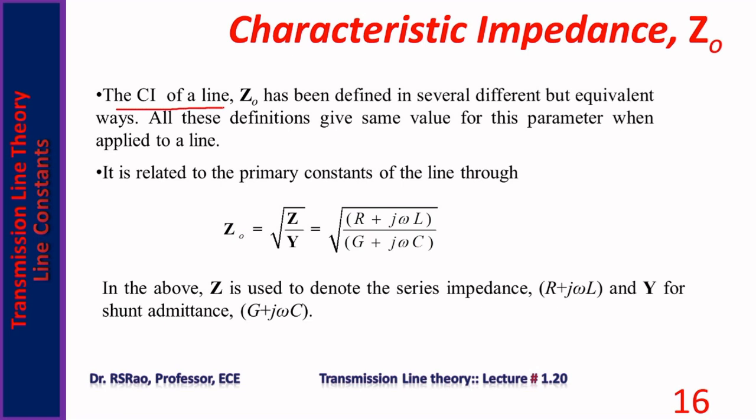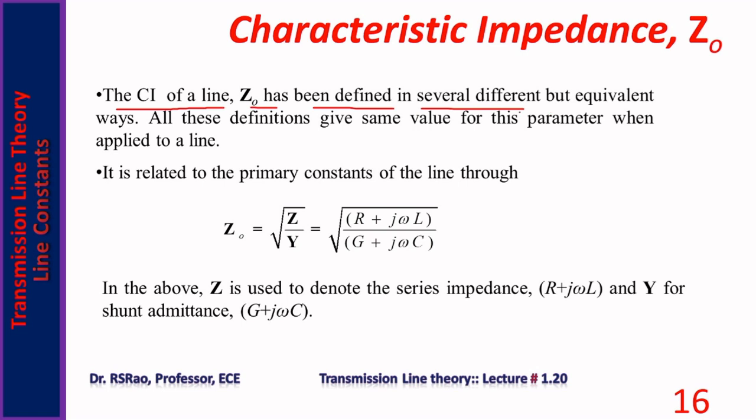The characteristic impedance of a line, Z0, has been defined in several different but equivalent ways. All these definitions give the same value when you apply them to a line. These are all the same. If you go deep inside, you can find they are all the same. Outwardly, they may appear to be different. The definitions may have different words, but deep inside they are one.